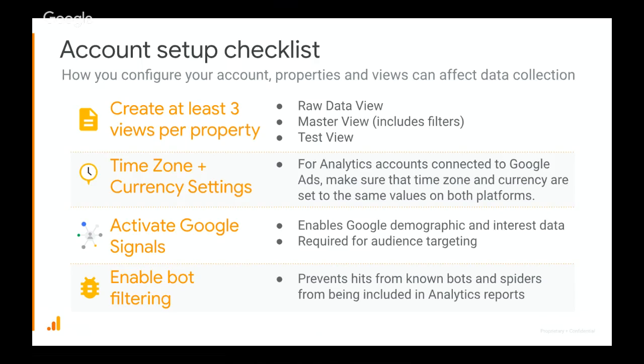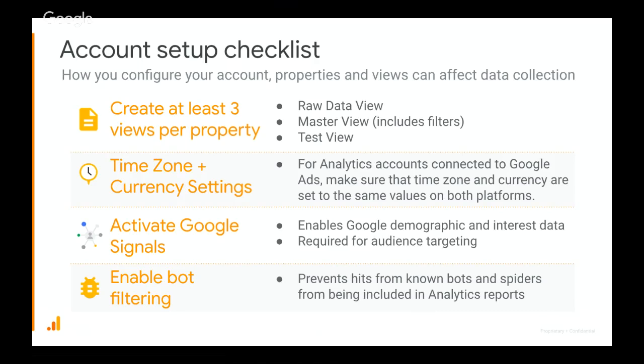Next on this checklist would be to sync time zone and currency settings on analytics and products that you connect with, such as Google Ads, Display and Video 360, and Search Ads 360. This ensures that data can be viewed consistently as you switch products in your marketing stack. The third action you should perform is to activate Google Signals. Enabling this setting allows you two important things.